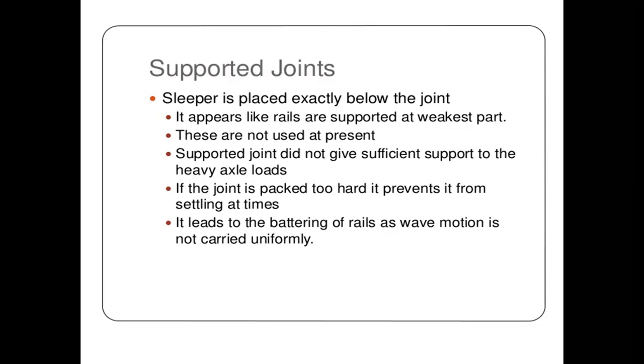In the supported joints, the sleeper is placed exactly below the joint. It appears like rails are supported at the weakest parts. Those are not used at present. Supported joints did not give sufficient support to heavy axial loads. If the joint is packed too hard, it prevents it from settling at times. It leads to the battering of rails as wave motion is not carried uniformly.